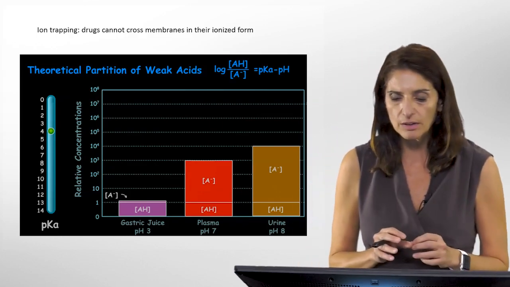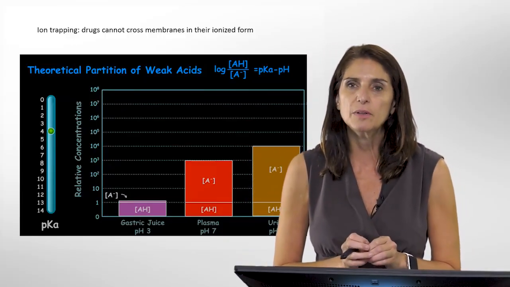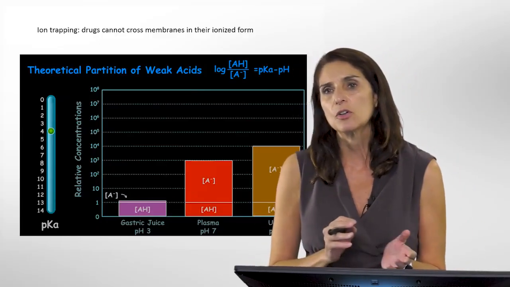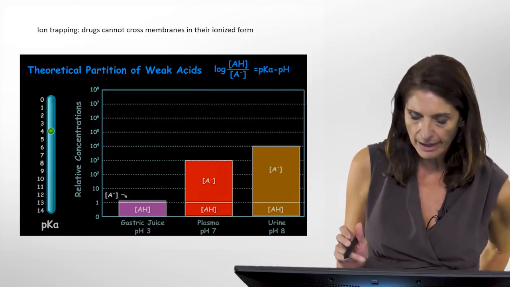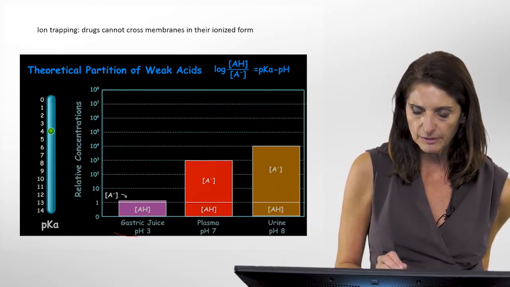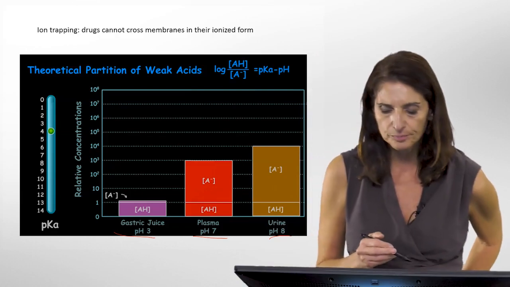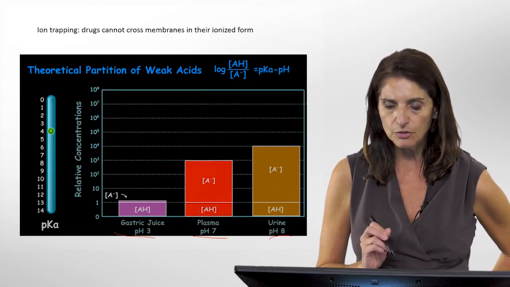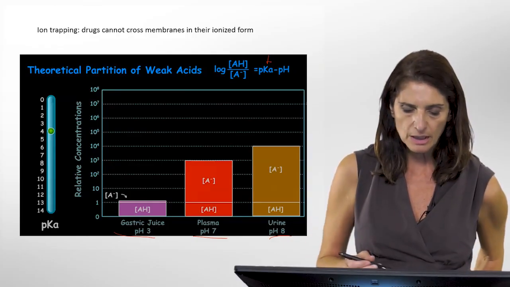All these factors are, as we said, influenced by pH, and specifically they are influenced also by whether a drug is ionized or non-ionized in a particular compartment. For example, let's look at what happens to a weak acid that finds itself in the gastric juice, in the plasma, and the urine, and how does it get trapped and therefore distributed to various tissues.